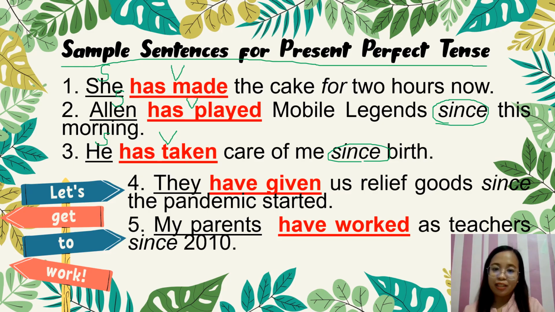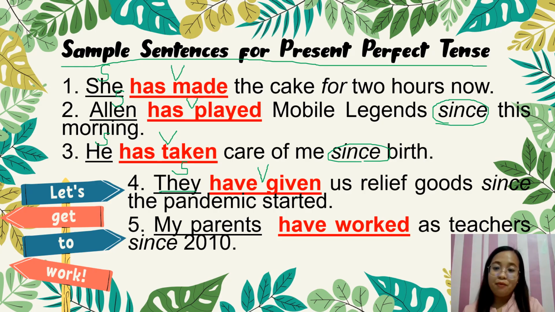Ayan, ano yung subject dito? Yung word na they. And verb, have given. O bakit dito have given na hindi na has? Kasi yung subject natin na they is plural. Di ba yung they plural yan? Sila. So, kaya gamitin natin yung have, hindi na yung has. Ano po? Okay, number 5.